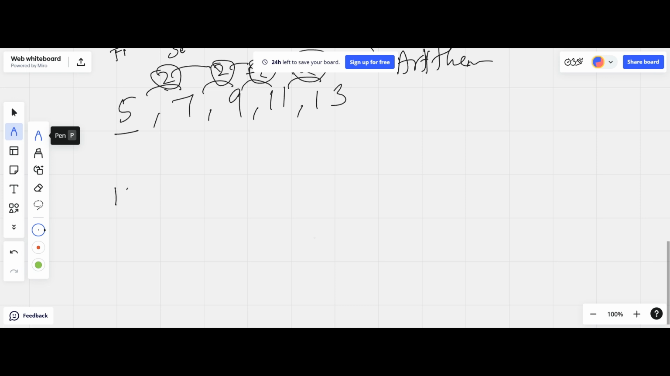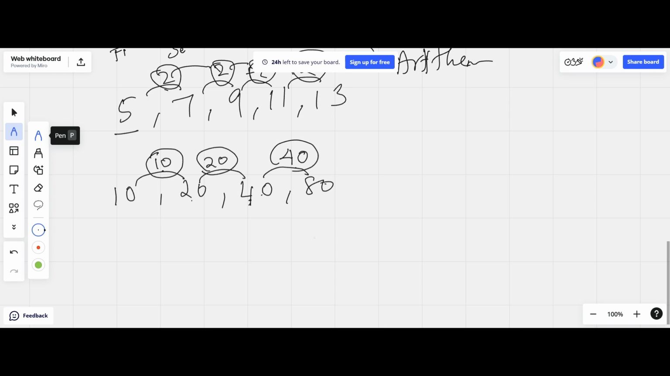Now see this example: 10, 20, 40, 80. The first term is 10, the second term is 20. What is the difference? 10. This term is 20, this is 40. The difference is 40 minus 20, which is 20. Here 40, here 80. The difference is 80 minus 40, which is 40. First the difference was 10, next the difference was 20, next the difference was 40.